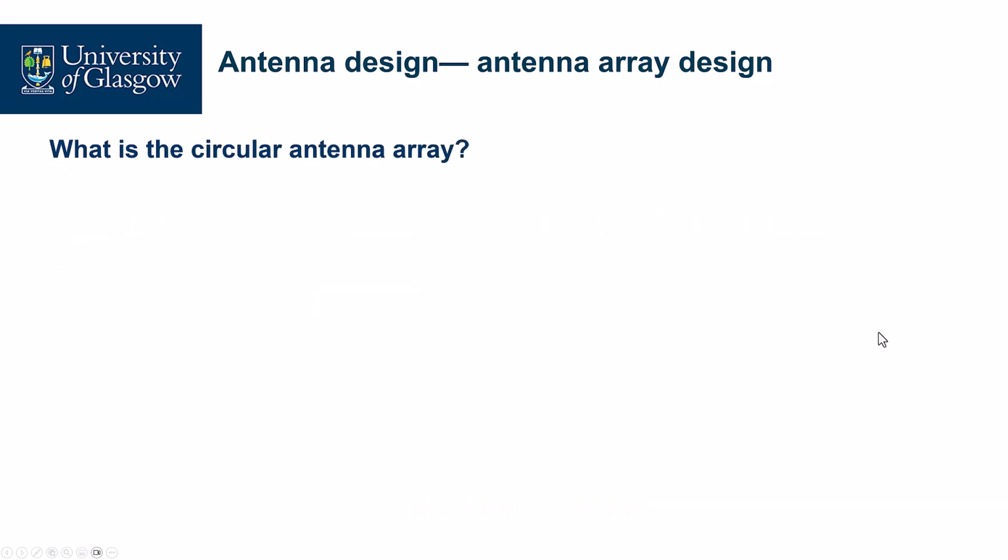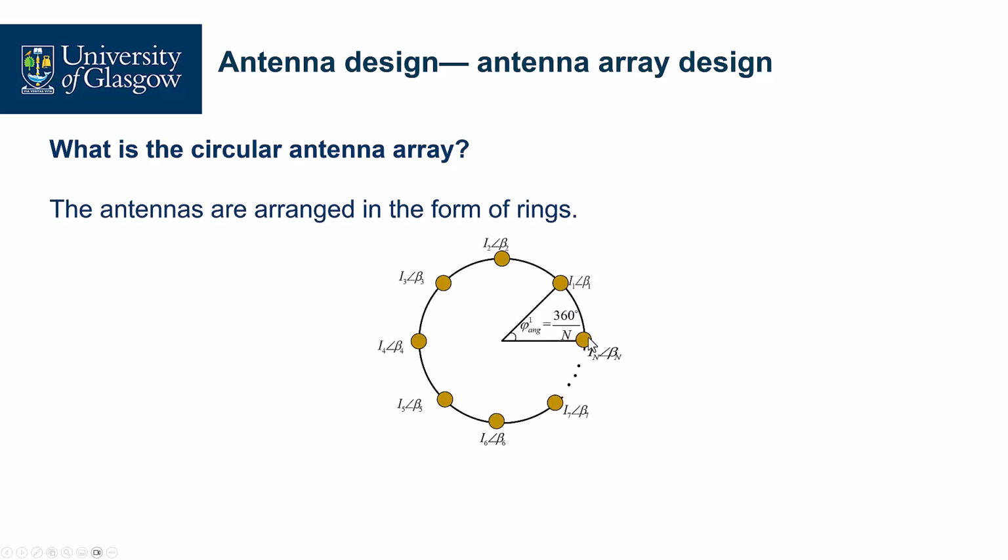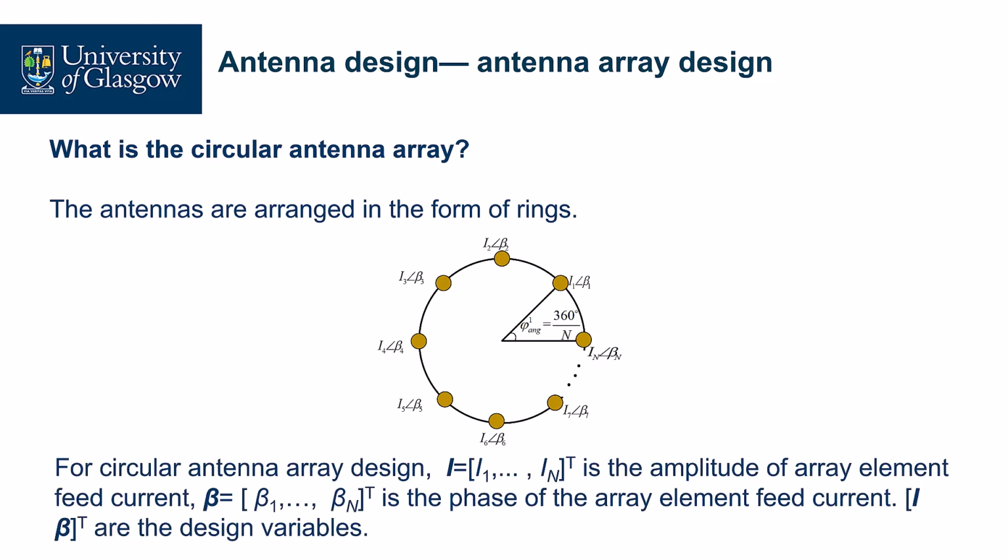What we will see in this case study is a circular antenna array. A circular antenna array means antennas are arranged in the form of rings, as you can see in this figure. For each of them, we have two design variables: I and beta. I is the amplitude of the array element feed current, and beta is the phase of the array element feed current. These are the design variables.